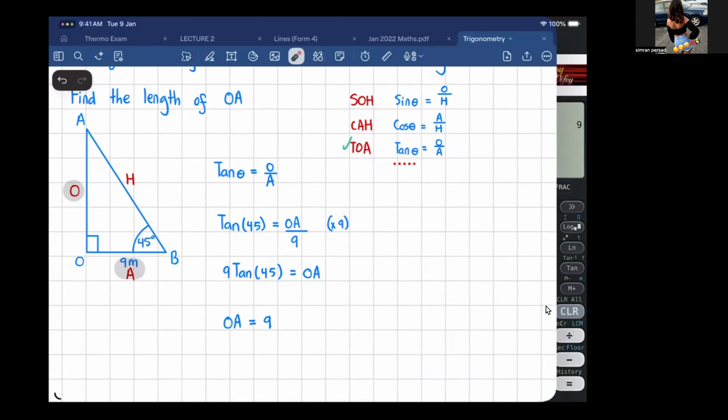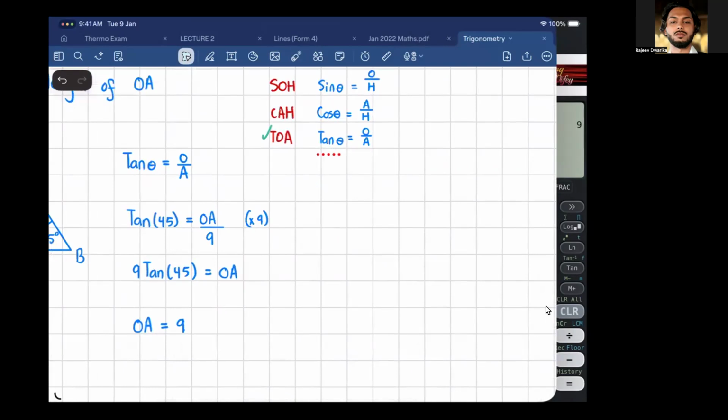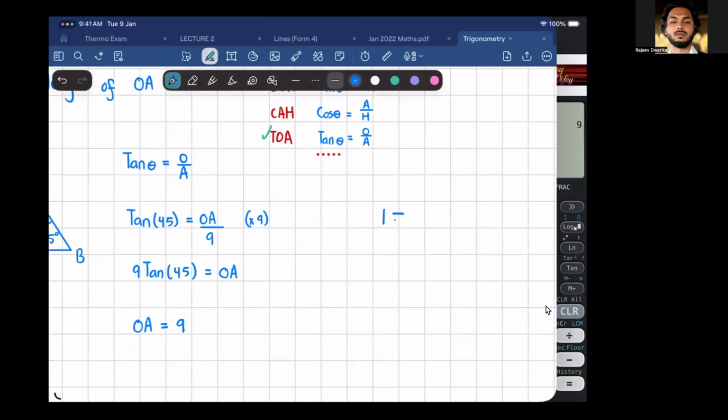I was wondering why it was 9 times tan 45. Okay, let me clarify that. Simran, whatever I do on one side, do you think I need to do it on the other side, or could I not do it on the other side? Let me just say I had 1 is equal to 1, right? And I multiply by 7. Do you think it's right for me to only multiply the left side by 7?